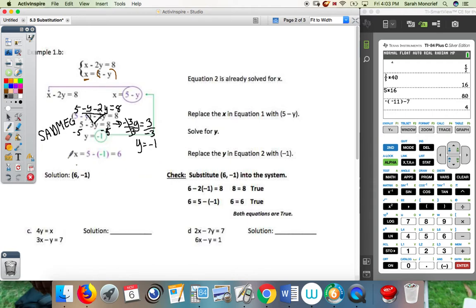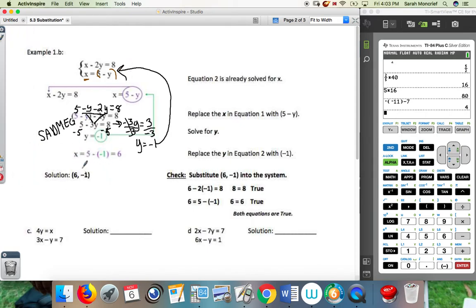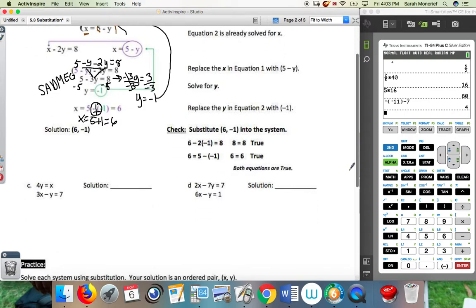So now that I have y is negative 1, I can plug it back into this equation up top in order to find x. So I have x is equal to 5 minus a negative 1. Minus a negative makes that positive. So I have x is equal to 5 plus 1, which is 6. All right, so that's just a couple of examples to walk through.